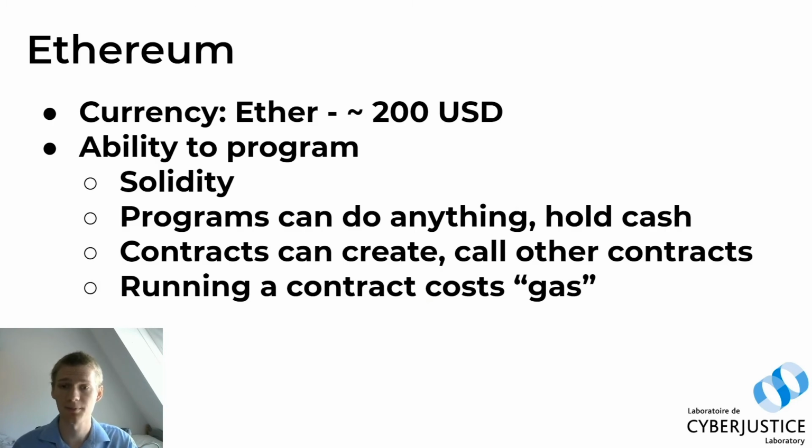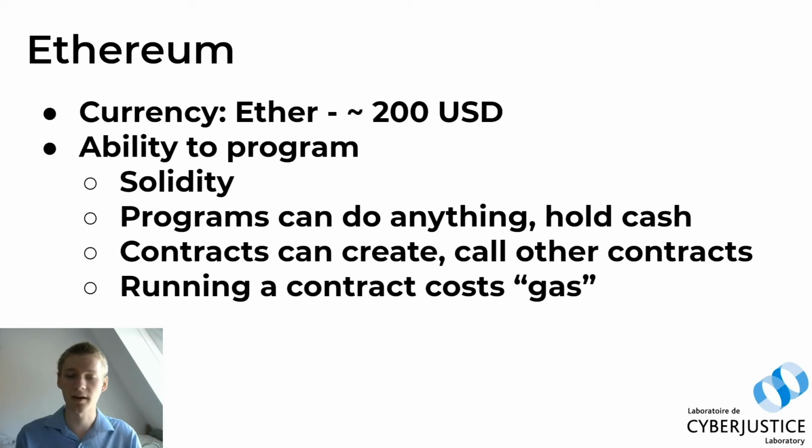It has its own currency, Ether, that's worth about $200 per coin nowadays. Unlike Bitcoin, which you can program a bit, Ethereum is really made for programming. It has its own programming language called Solidity. Programs inside of Ethereum can do essentially anything. They can receive cash, they can send cash, they can keep track of different actors who interact with it, and so on. They can also hold cash. In fact, contracts can even create other contracts and call and interact themselves with other contracts on the blockchain. So it's possible to create very sophisticated systems here.